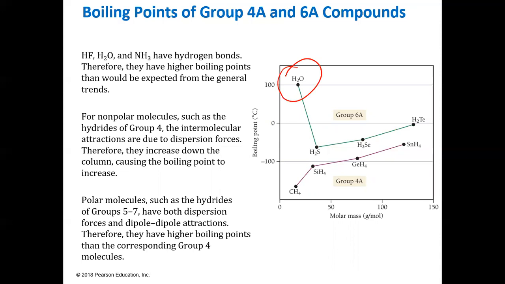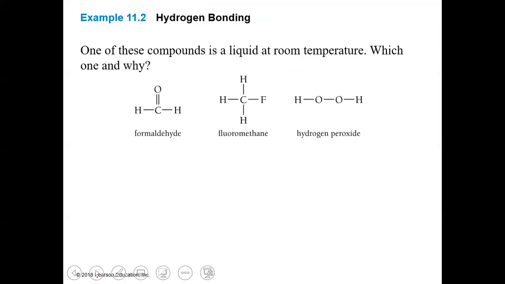Then for nonpolar molecules, like in group 4A here, all they have is dispersion forces. So as you increase your molar mass, you're increasing your boiling point. And then group 6A, these are slightly polar molecules. That's why their boiling points are a little higher than group 4A's. So it's all about trends here and what affects what intermolecular force is compared to another.